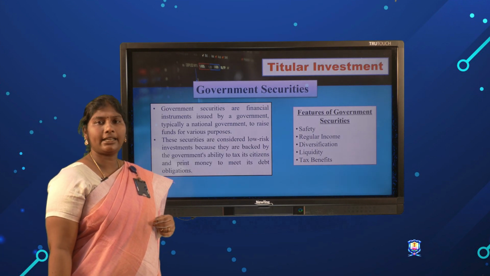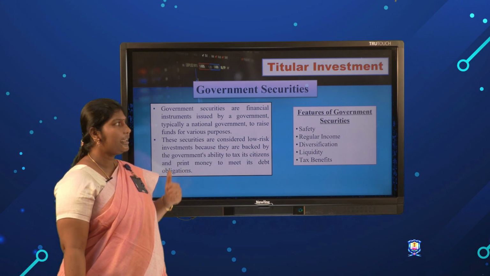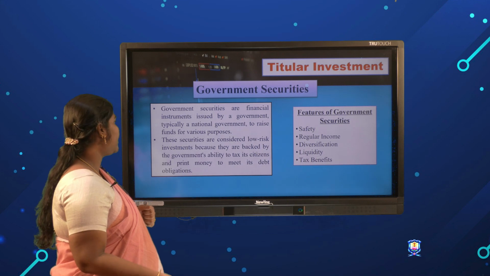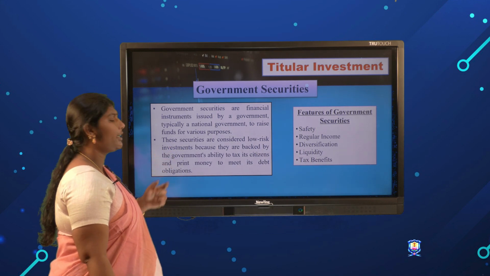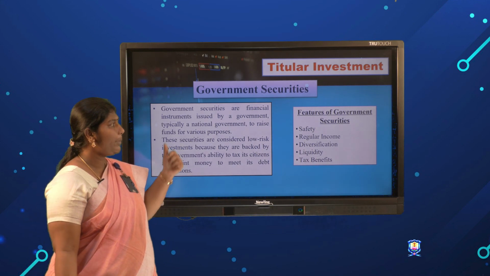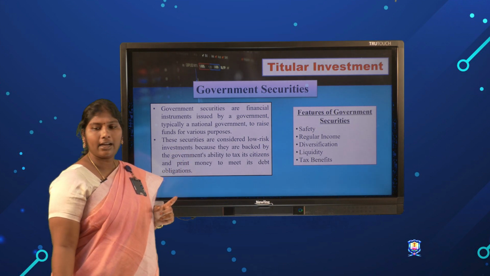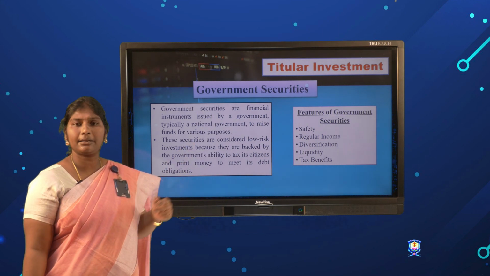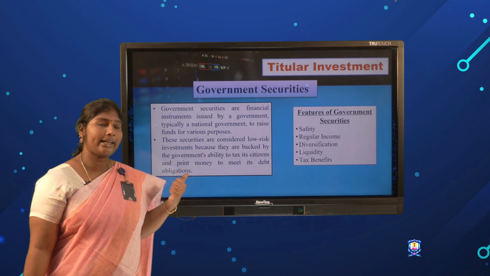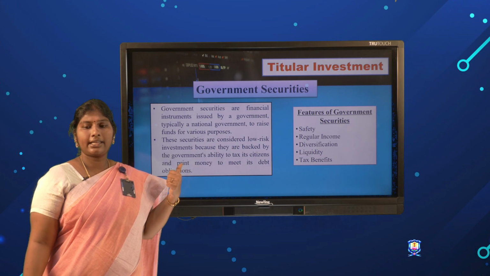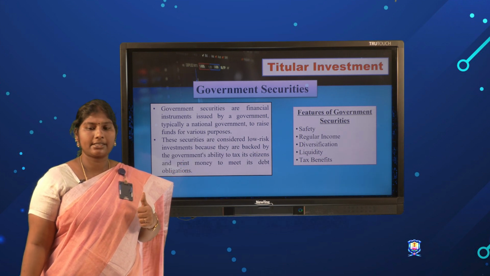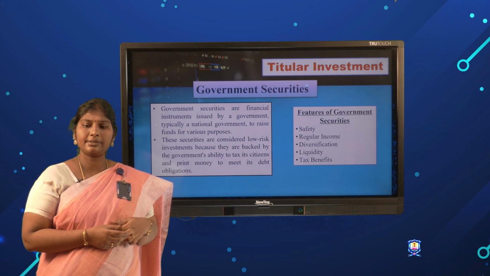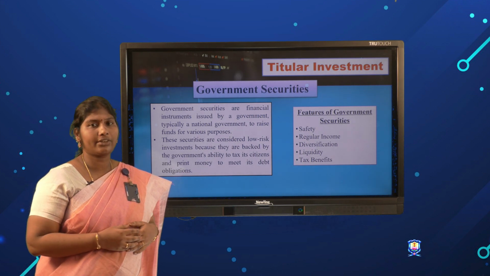The next titular investment is government securities. Government securities are financial instruments issued by the government, typically the national government, to raise funds for various governmental purposes. The major features of government securities are, first, safety. Government securities are risk-free investments, hence they come under safety aspects. Second, regular income, wherein the securities provide regular interest payments. Third, diversification. Government securities can diversify an investment portfolio by reducing the overall risk factor.